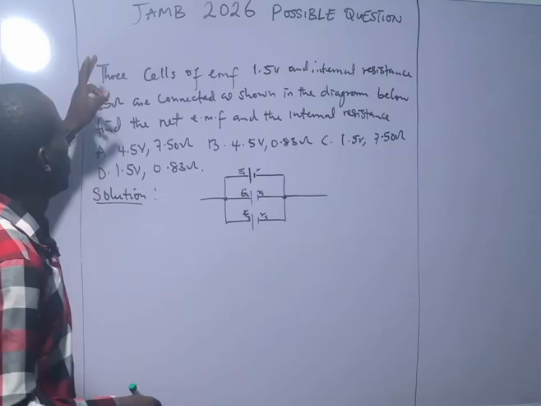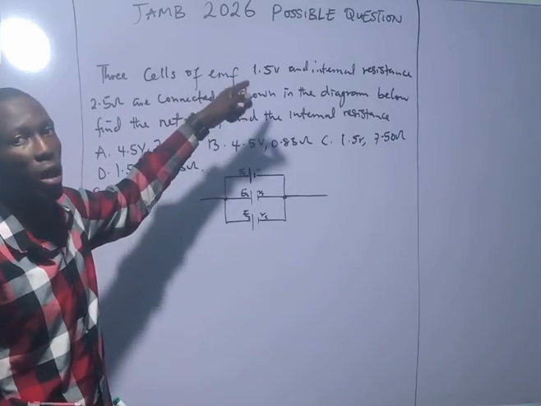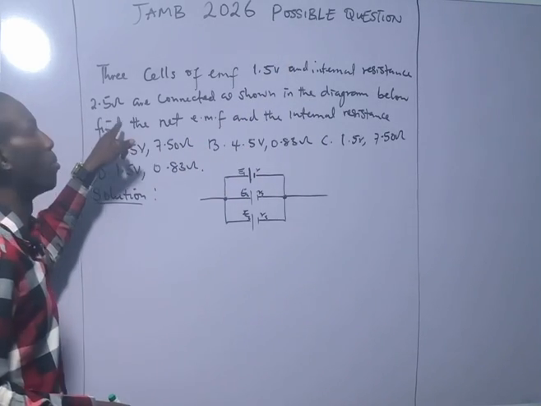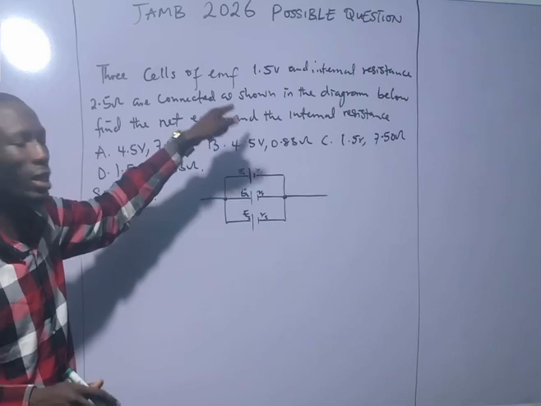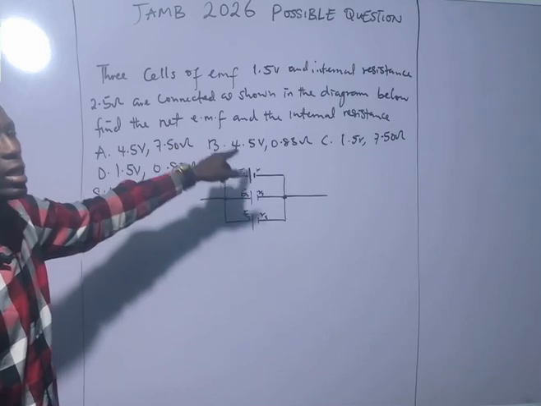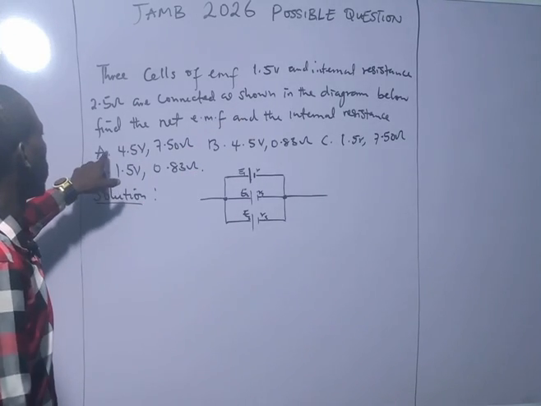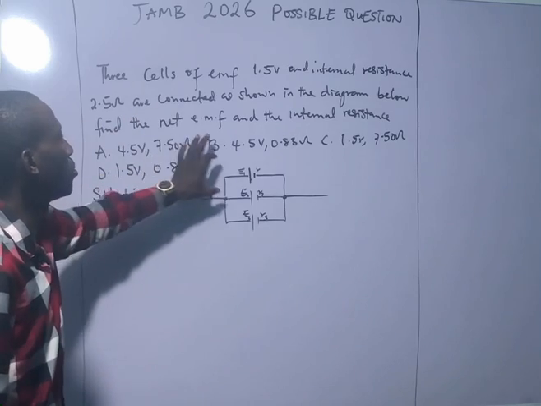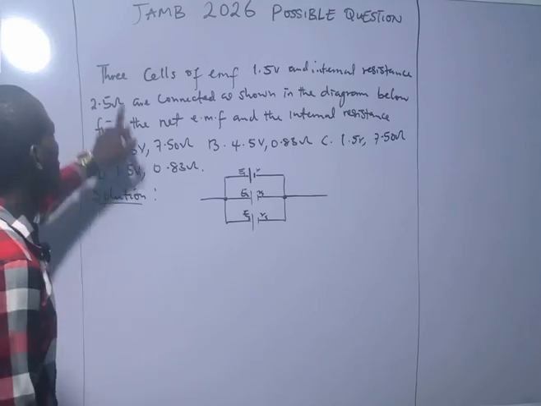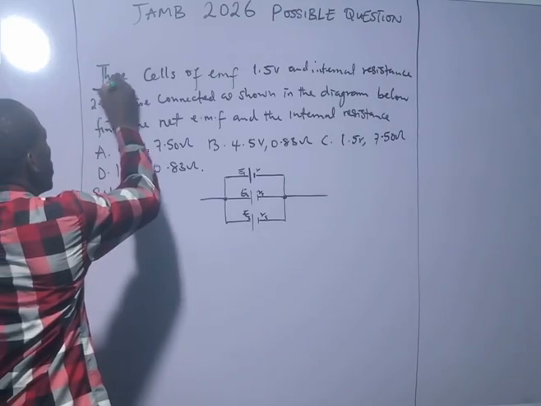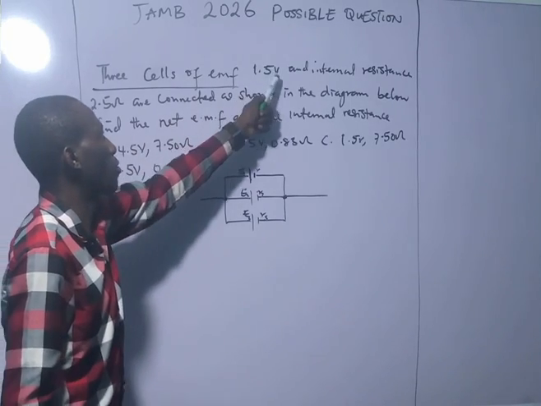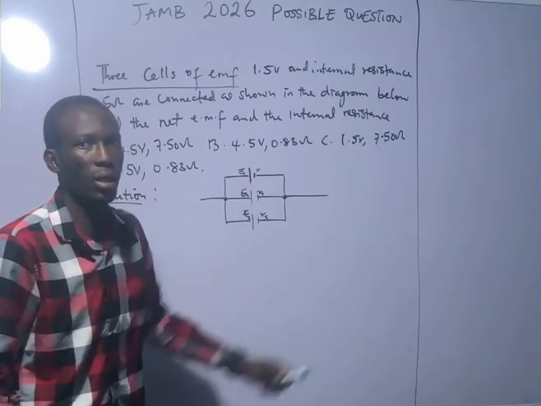Alright, so we have 3 cells of EMF 1.5 volt and internal resistance 2.5 ohm connected as shown in the diagram below. So this is the diagram below. Find the net EMF and the internal resistance, where we have option A, option B, option C, option D. So take note of the question. The question says 3 cells of EMF. So we are given 3 cells of EMF 1.5 and internal resistance.